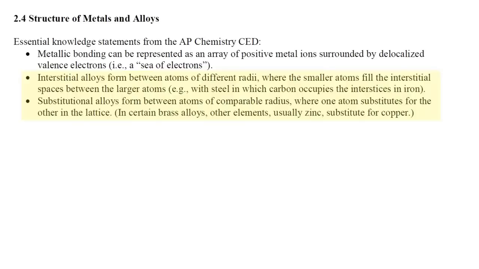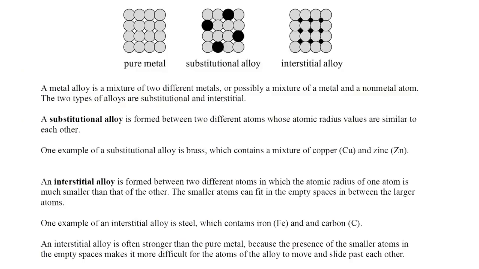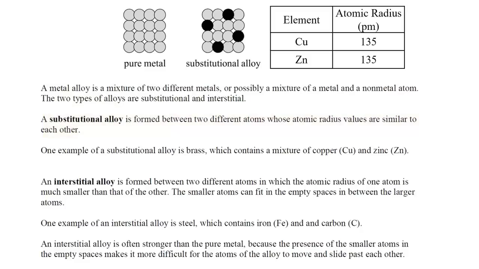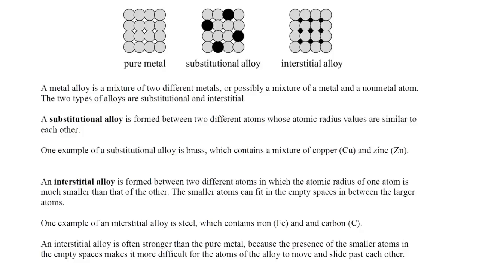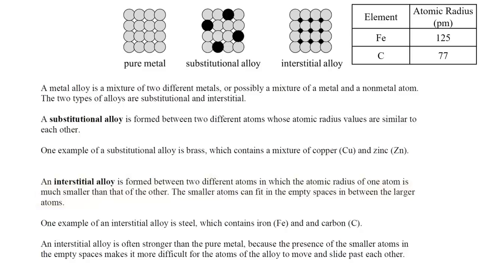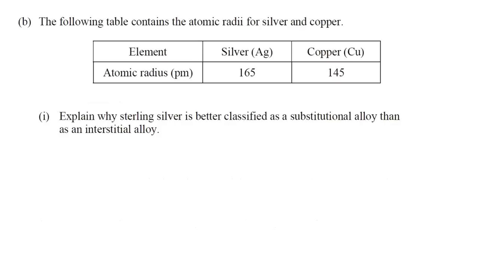size. Now, this next slide is from my video for topic 2.4, and I simply define substitutional as formed between two atoms whose atomic radius values are similar, and you can see that copper and zinc have very similar atomic radii values. But with an interstitial alloy, the atoms have different sizes, and you can see that carbon, 77, is much smaller than iron, 125. Now, back to part B I.